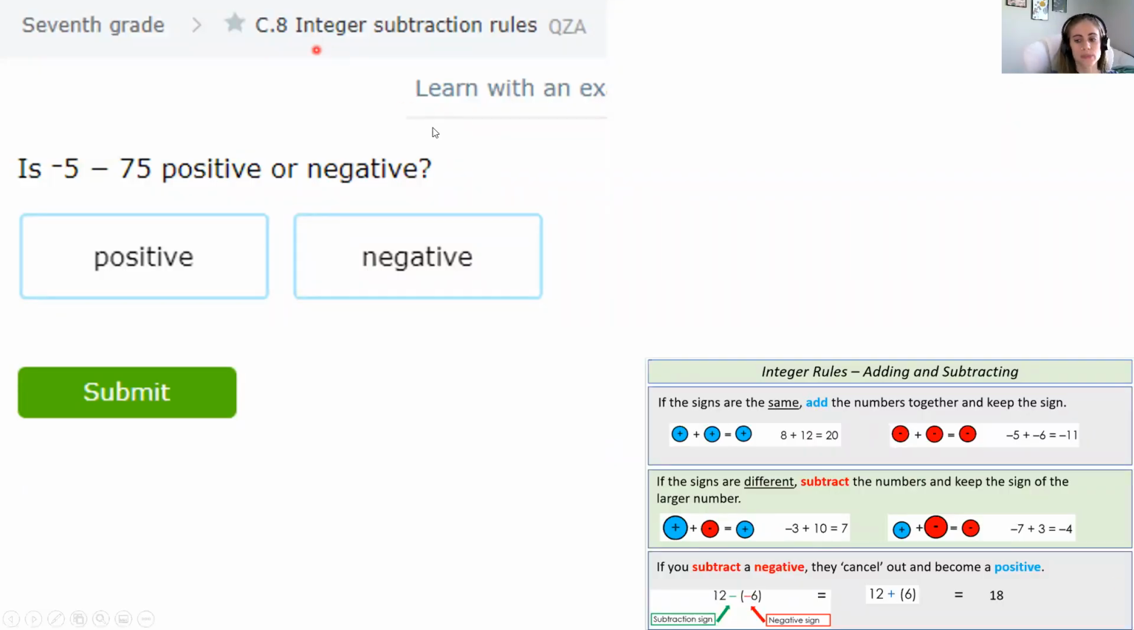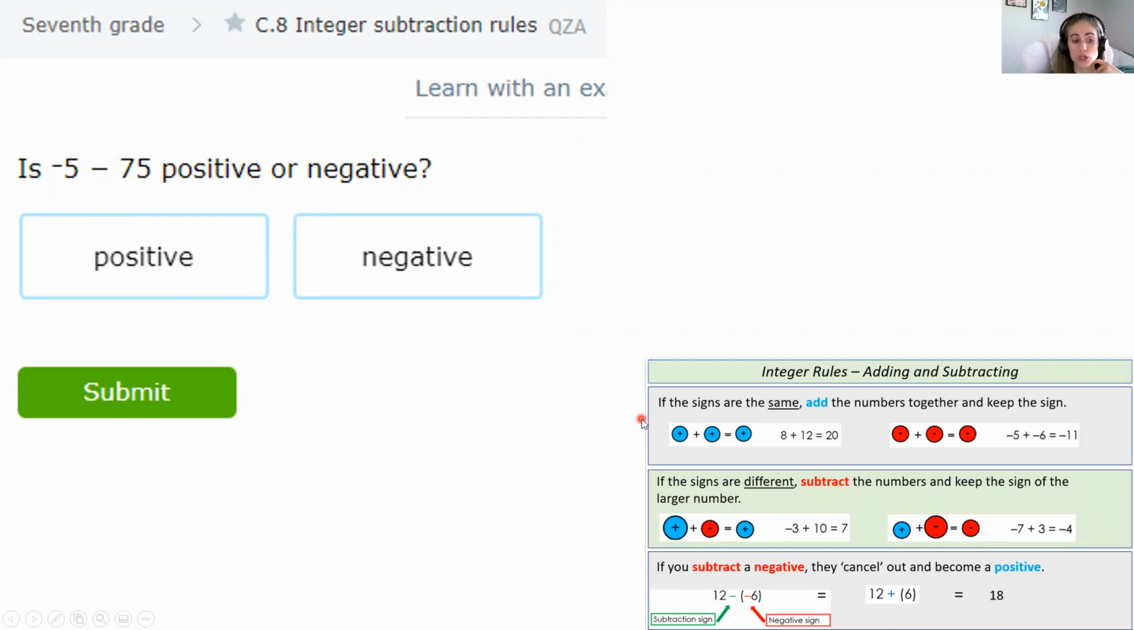Once again, we are completing this assignment on IXL integer subtraction rules. So is negative 5 minus 75, is our answer going to be positive or negative? If we look down at the bottom, I have a copy of our rules. So the first thing you want to look for is, do we have a double negative? Are we subtracting a negative? No, because I do have 2 negatives, but notice that they're not back to back. So I don't have subtracting a negative.